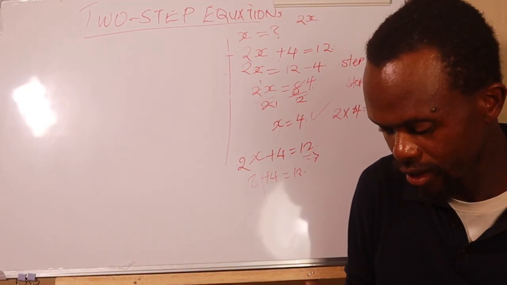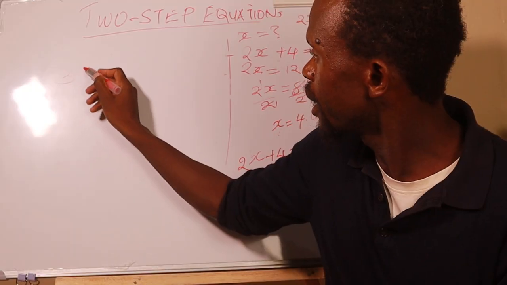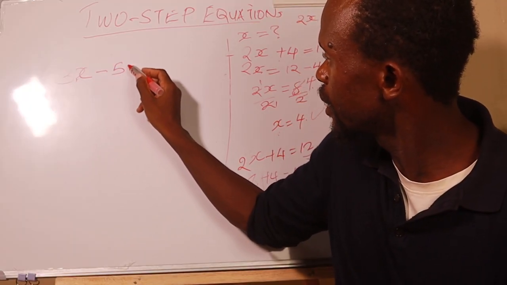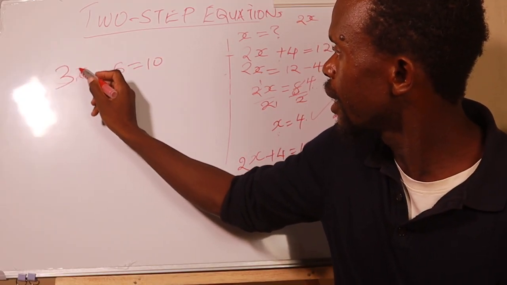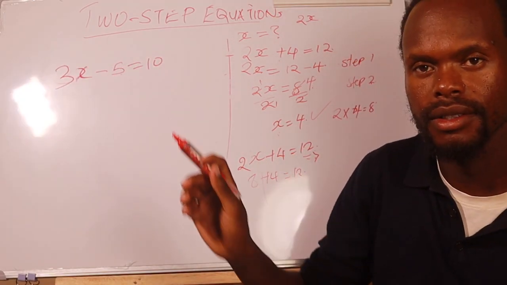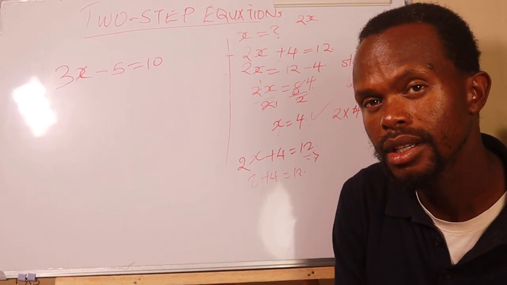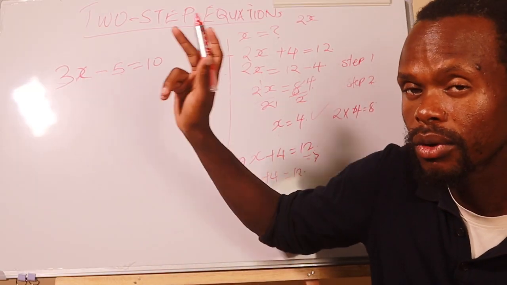So in this case, we've been given that 3x minus 5 is equals to 10. 3x minus 5 is equals to 10. Now for this, it's not different from the one that we've just did. We're going to follow the same thing.